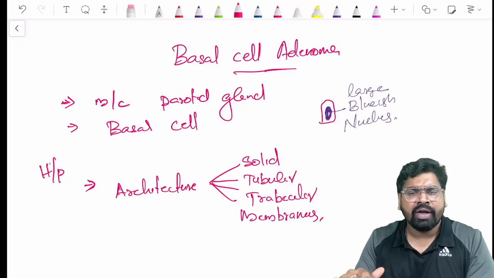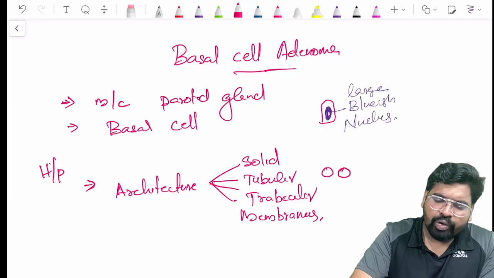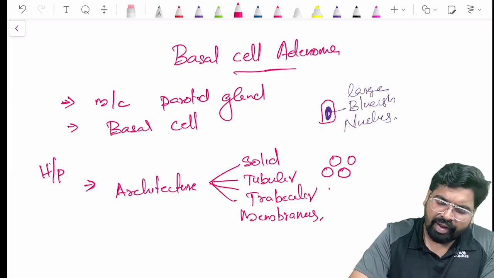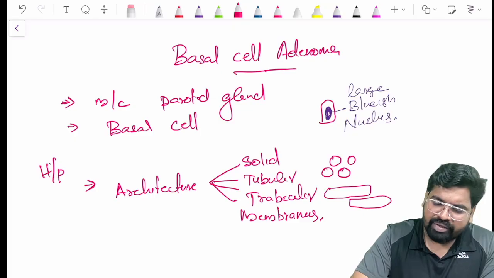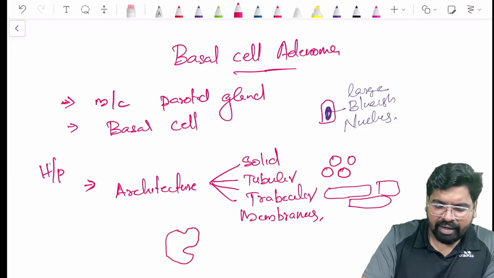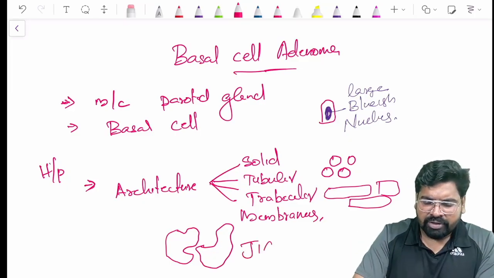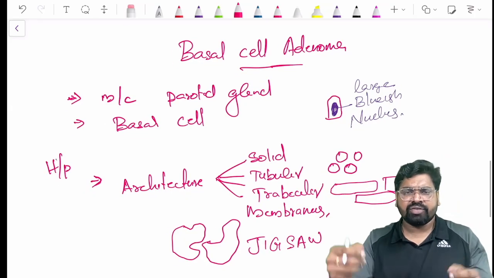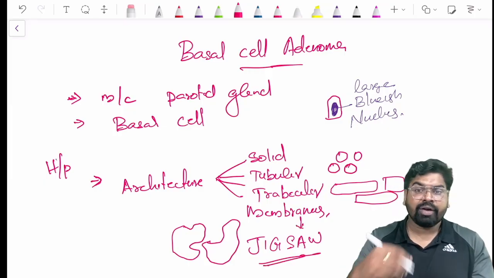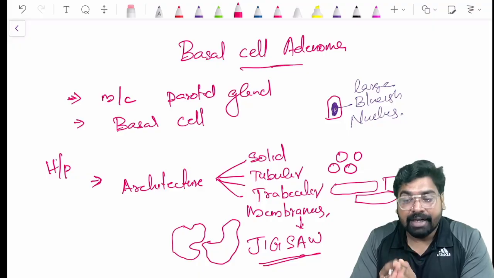They can be in a solid pattern, which means completely in sheets. Tubular means they will be in small tubules. Trabecular means they will be in large trabeculae. And membranous pattern means they will be in a puzzle-like pattern. You may have played with jigsaws when we joined the puzzles, right? The jigsaw pattern is what the membranous type of basal cell adenoma shows.